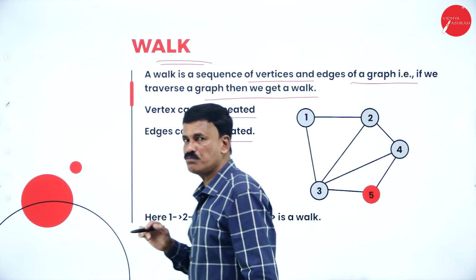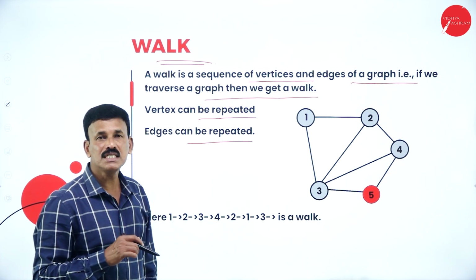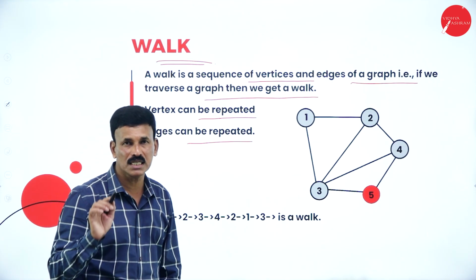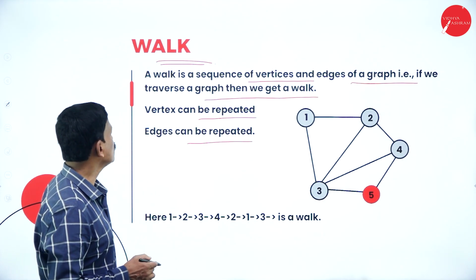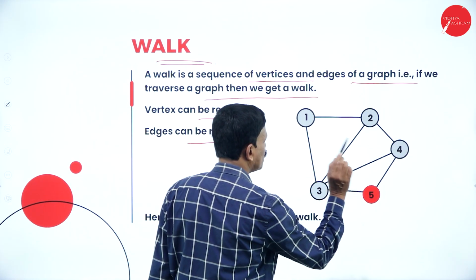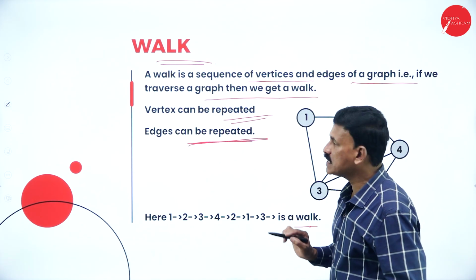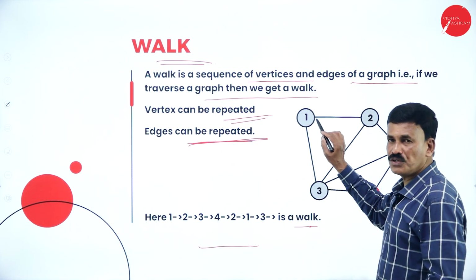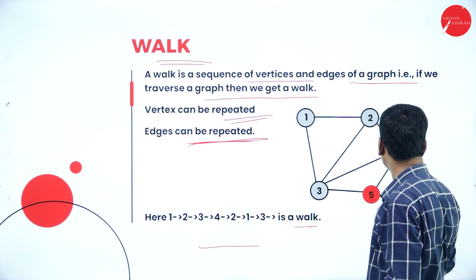Let us take an example for a walk. Let me explain by taking a simple example. Visiting each and every edge only once is called a walk. Here there are 5 vertices, V1, V2, V3, V4, V5, represented by 1, 2, 3, 4 and 5. A vertex can be repeated, whereas edges cannot be repeated.